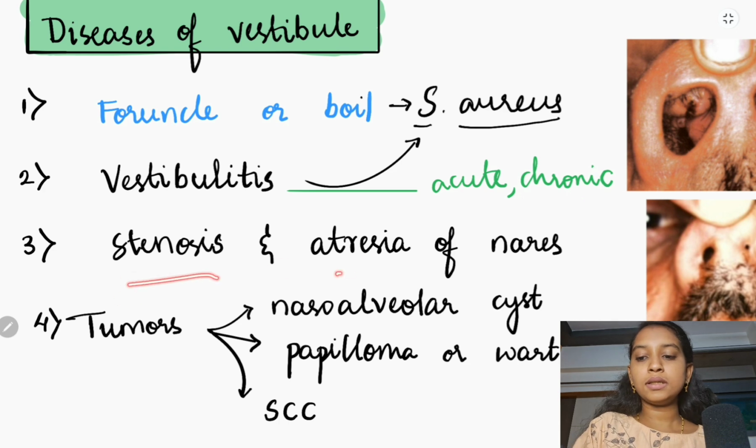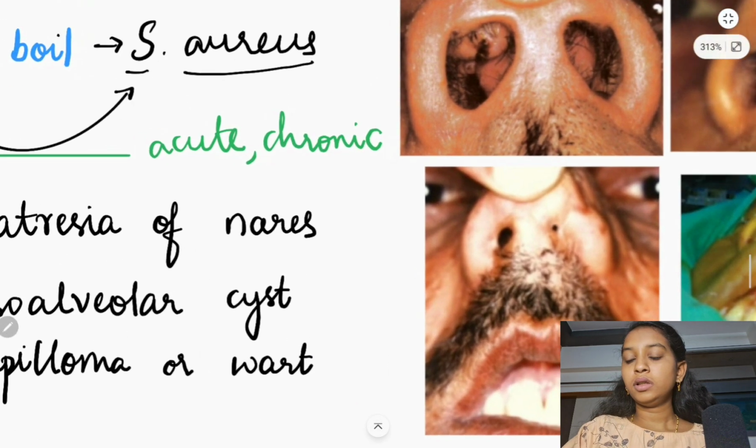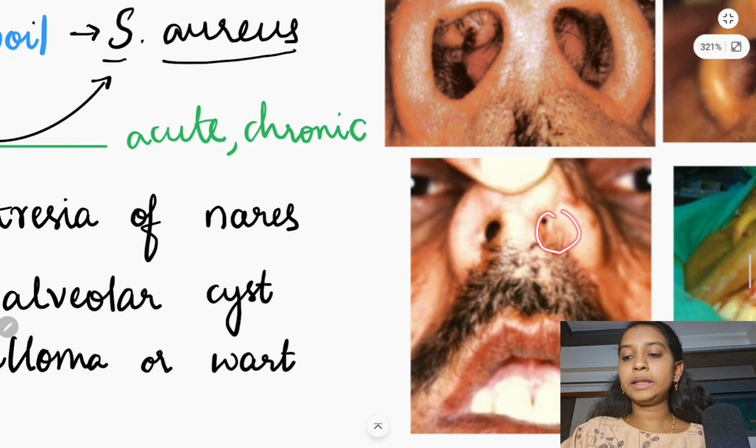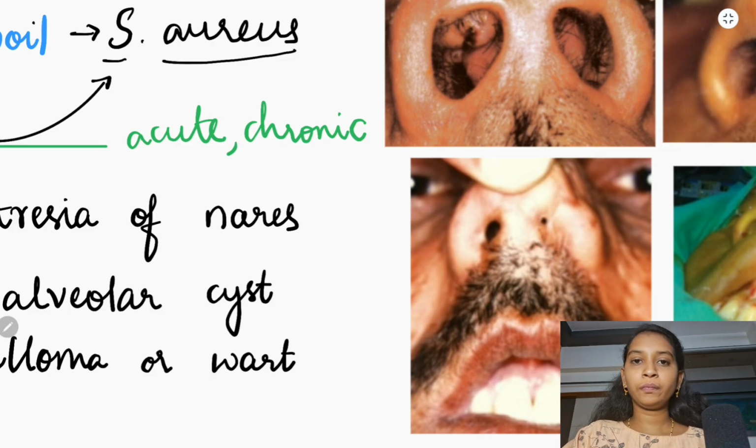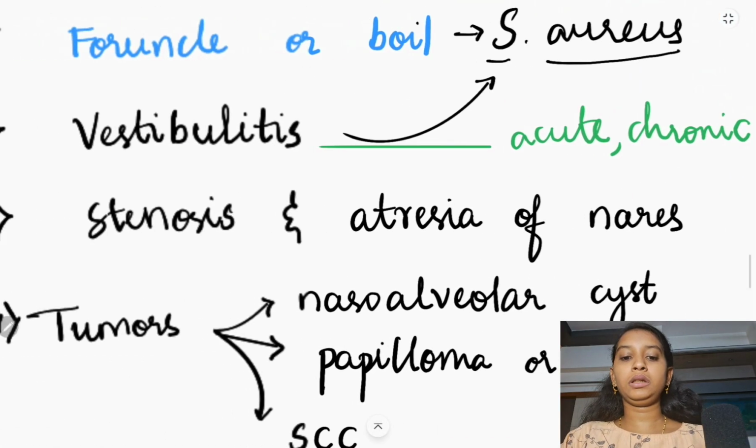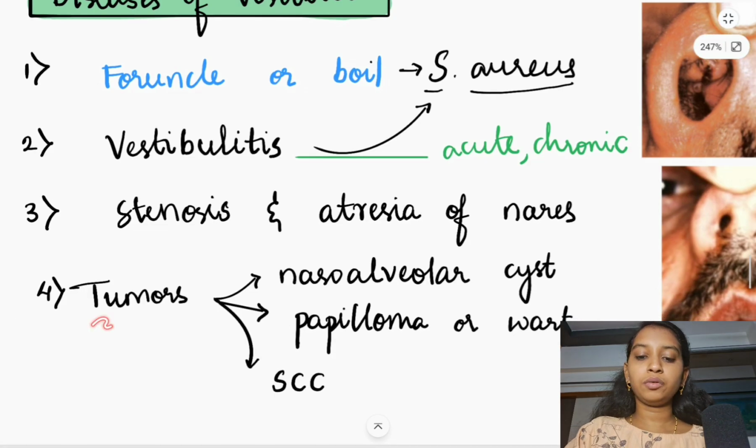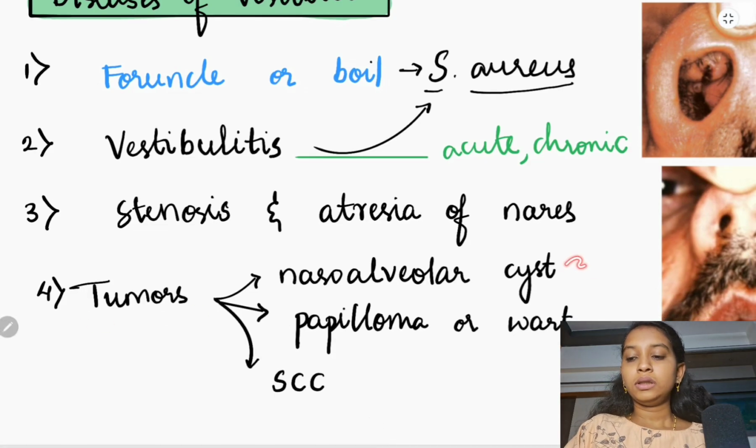In stenosis and atresia of nares, the nostril is completely or incompletely closed. The cause may be accidental or surgical trauma, or it can also be a congenital anomaly. Coming to tumors of the nose, there is nasoalveolar cyst, papilloma or wart, which may be single or multiple. They may require surgical excision under local anesthesia.